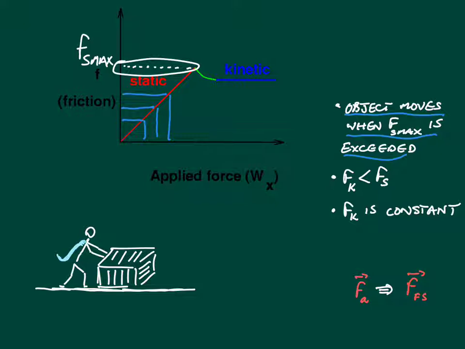The second thing that you should notice is that the kinetic force drops down, so it is less than the force of static friction. Now that's something that we know anecdotally when we try to slide an object along the ground. The hardest part is to get the object moving. Once it's moving, it seems a little bit easier to keep it moving. The third thing is that the kinetic force is constant. So you can see it's a horizontal line and it's a constant value.